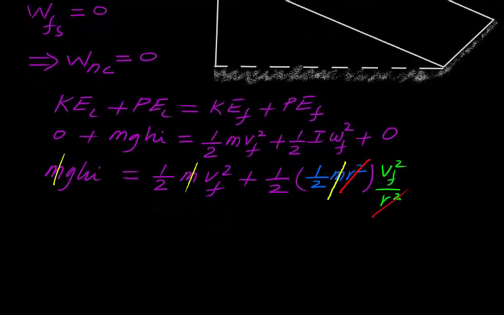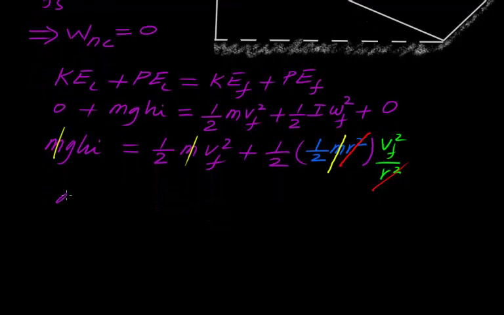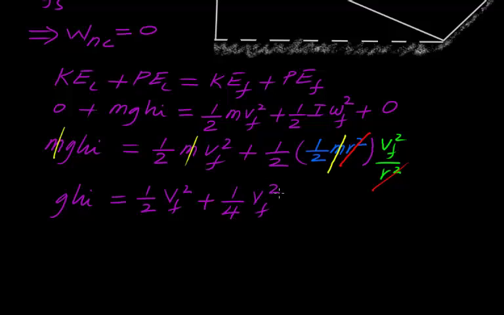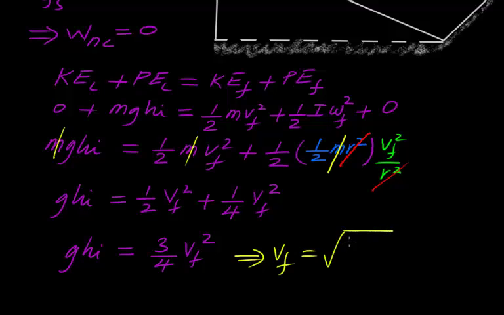And this expression can be simplified further, where g h initial is going to equal 1/2 times v final squared plus 1/2 times 1/2, that's 1/4, v final squared. This expression can be simplified further, where g times h initial equals 3/4 v final squared. Isolating the speed v final, we obtain the square root of 4/3 g h initial.